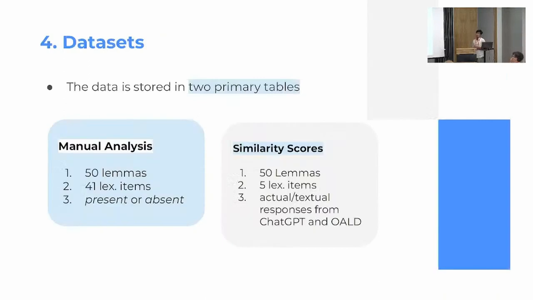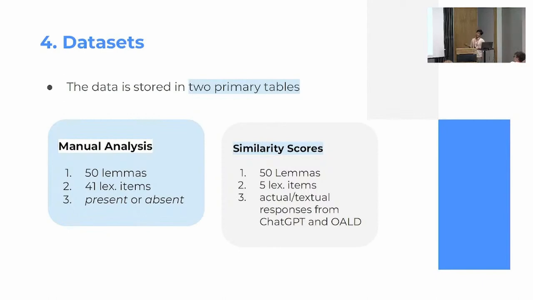The next one, datasets, how we created the datasets. We divided it into primary tables. The first one is for our manual analysis. It consists of 50 lemmas and 41 lexicographical items, and we put present or absent, depending on the availability of the answer that ChatGPT can provide or not.